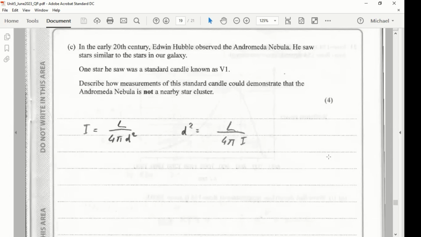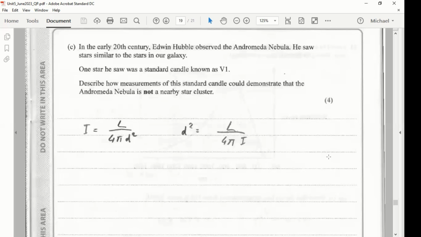Well, I think you're probably going to get 1 mark for just defining what a standard candle is. A standard candle is an astronomical body of known luminosity. If we rearrange the formula, we get distance squared is luminosity divided by 4 pi intensity. For standard candles, we know the luminosity, and we can measure the intensity as seen here on Earth. We know the size of our telescope, and we can just work it out. So if we divide L by 4 pi I, it gives us distance squared.